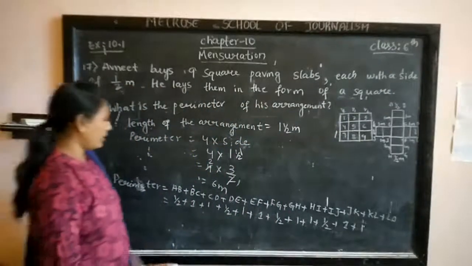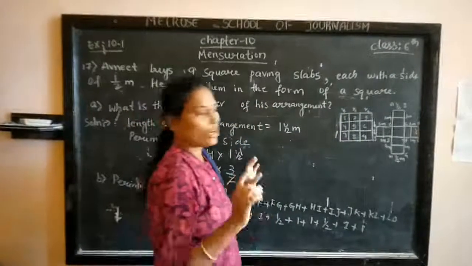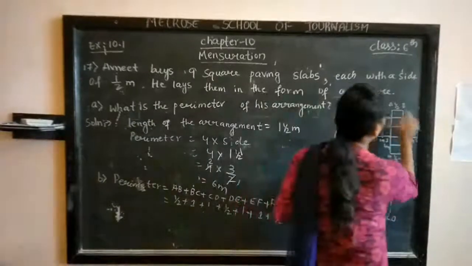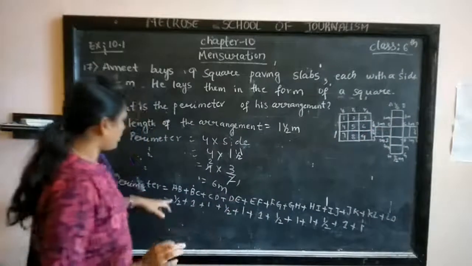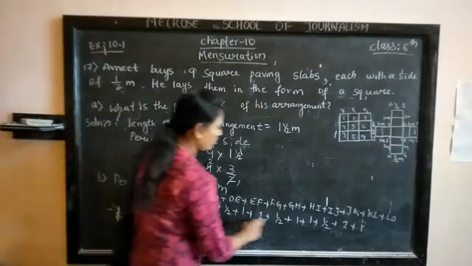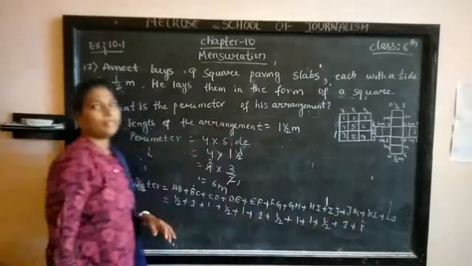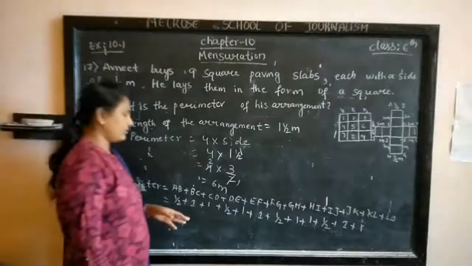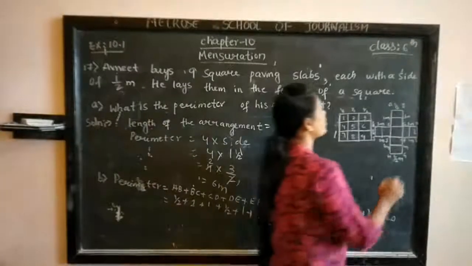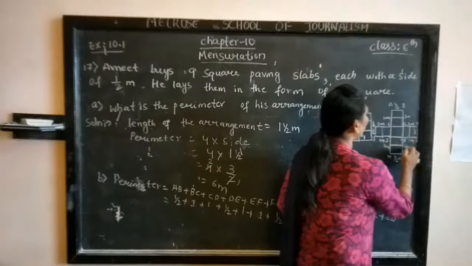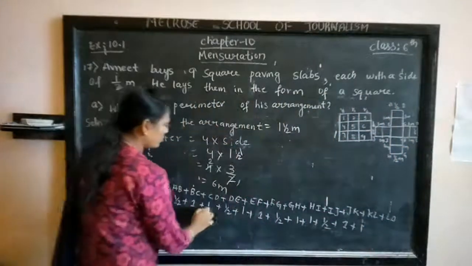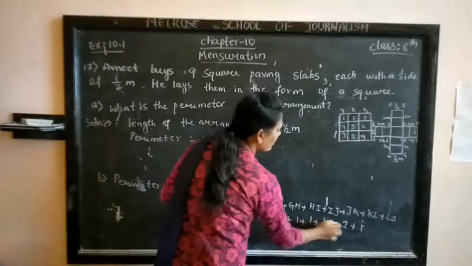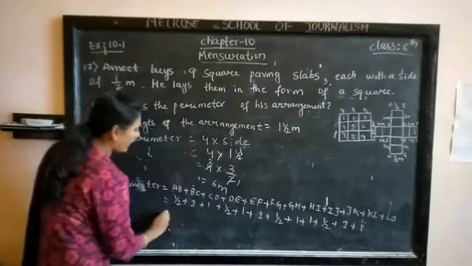So total, if you check it out, how many halves are there? 1, 2, 3, 4 halves. You have written or no? You checked? 1, 2, 3, 4 halves. Fine. And the rest all are 1. Total, how many ones are there? Also check it out. 1, 2, 3, 4, 5, 6, 7, 8. 8 ones are there.